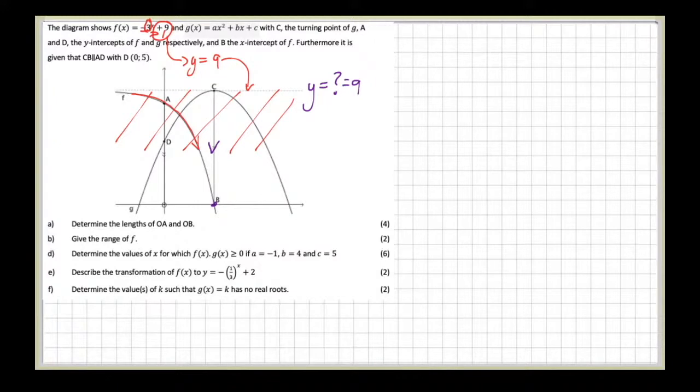the first question. The first question asks us, determine the lengths of OA and OB. So A is the y-intercept. So let's start with that one. Let's start with OA. Let's do the y-intercept.